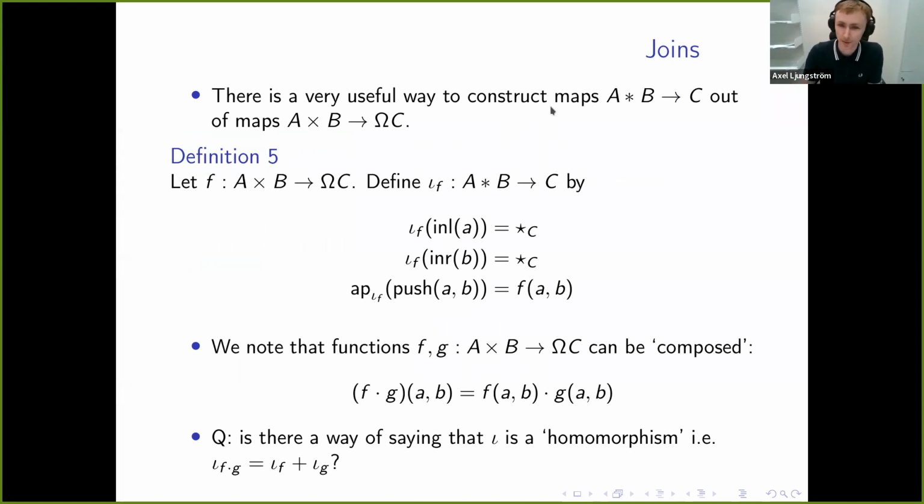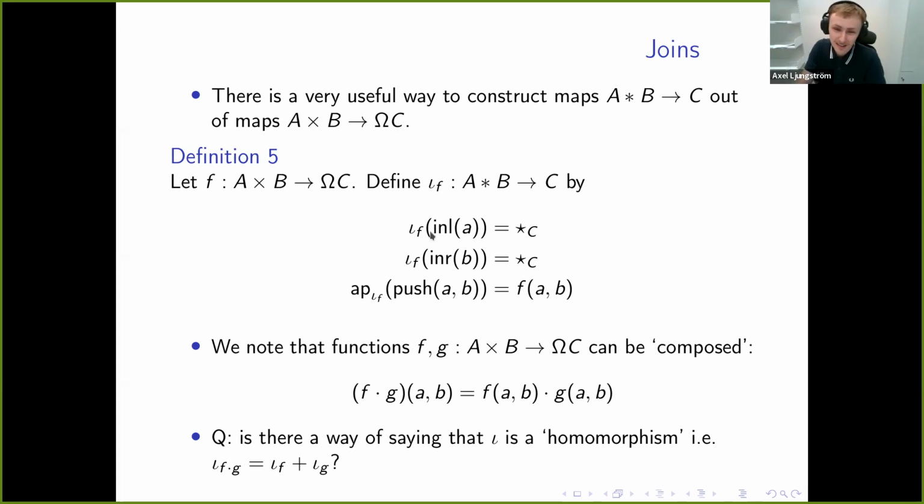But there's a very useful way of constructing maps out of joins. If you want to construct a map out of A join B into some type C, you can do this by first defining a map A cross B into omega C, and then lifting it to a map out of the join. So given a function f from A cross B into omega C, we define iota of f. Iota sounds like join, which is of course the way that a Swede would pronounce join. I couldn't come up with a better name for it.